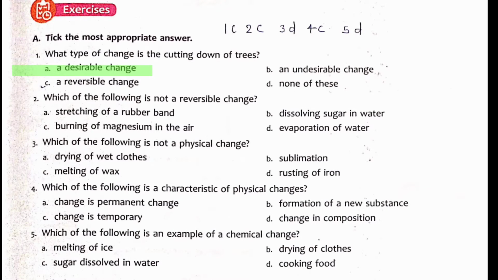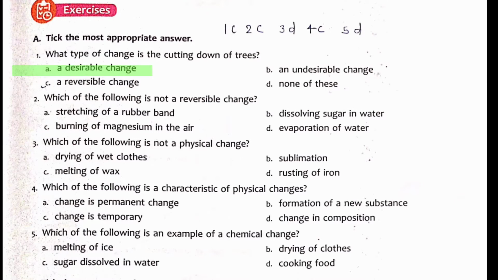We need wood for the furniture, for making wood material. That's why we cut it down. So it is a desirable change.